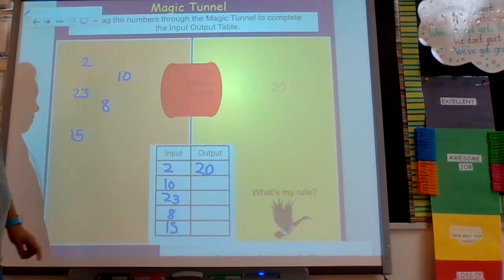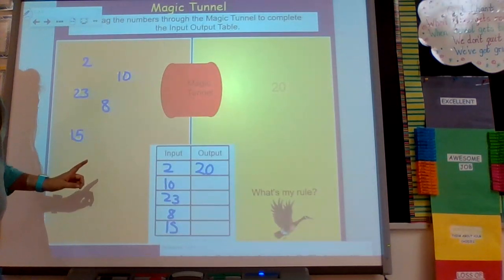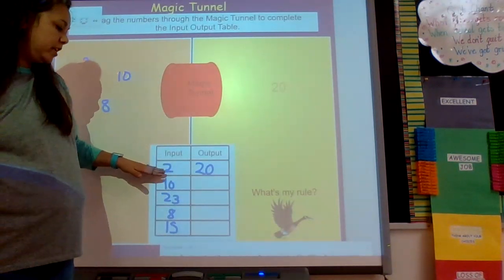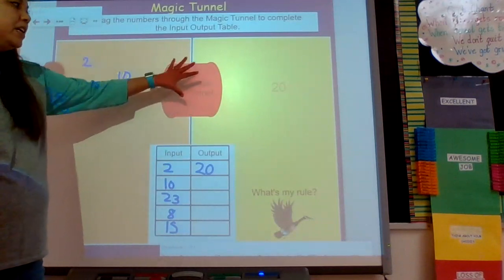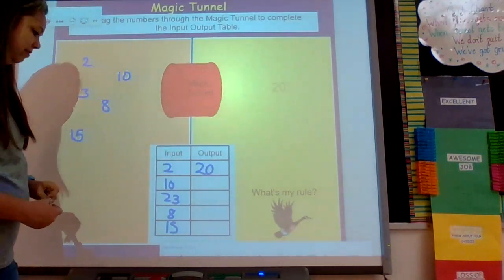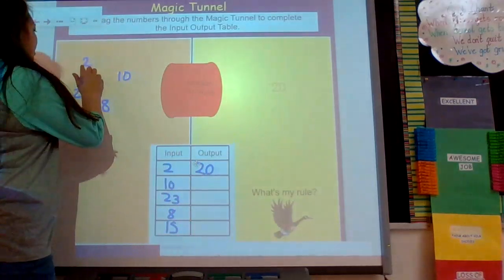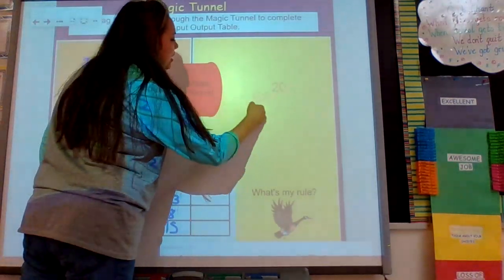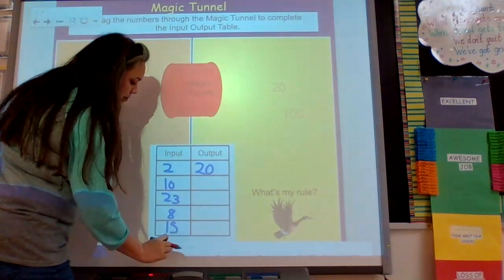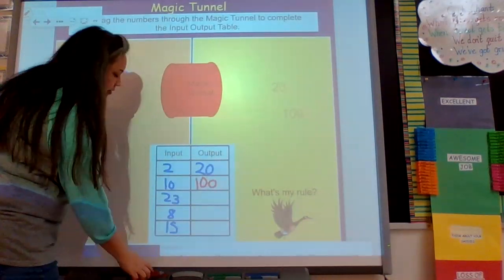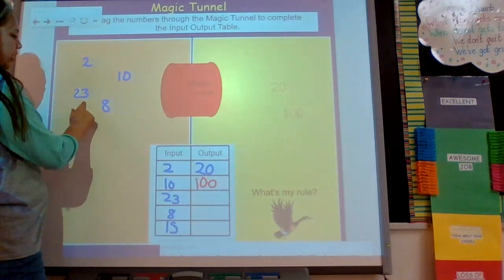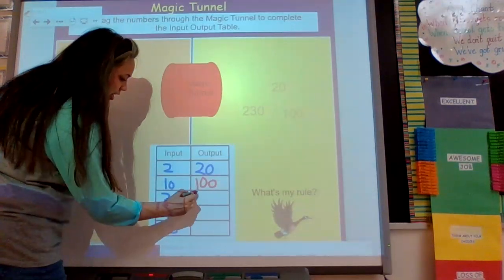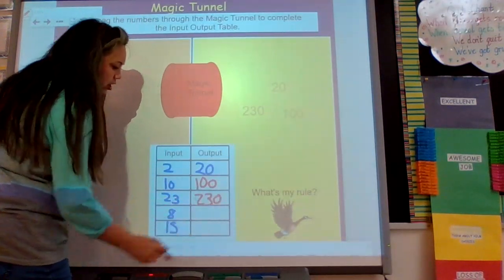That tells me something about my rule. I know it's either addition or it's multiplication. How did I know? I'm putting something small in, and it's blowing up that number. It's blowing it up. Okay, let's put in the 10. If 10 goes in, 100 comes out. Okay. 23. If 23 goes in, 230 comes out. That is huge.